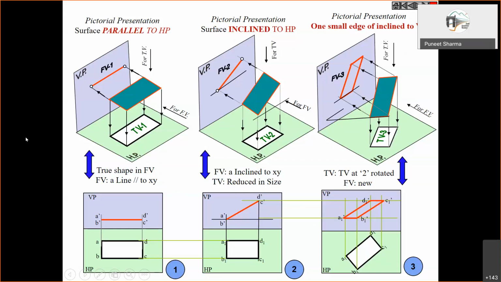To begin with, what was mentioned in the previous slide is that the plane surface, which for this case is a rectangle, is inclined to the horizontal plane, and one of its edges is parallel to the horizontal plane, and that edge is inclined with the vertical plane. You can have a look at this final figure. Here, this plane figure is inclined to the horizontal plane.